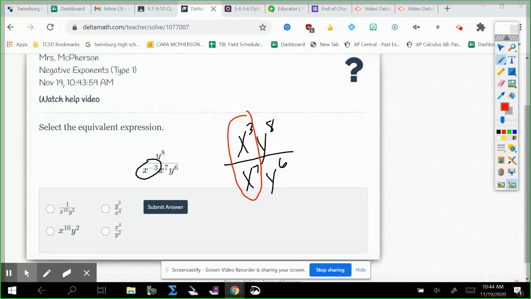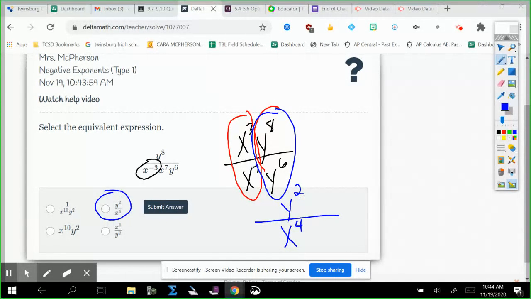So now I can look at each variable separately and see where do I have more and how many more. I'm going to circle it in two different colors just so they stand out a little. There we go. So with your x's, I have 4 more x's in the bottom, so I'm going to end up with x to the fourth on the bottom. With your y's, I have 2 more y's on the top, so I'm going to end up with y to the second on the top, and that answer is this one. So that's how we deal with negative exponents.